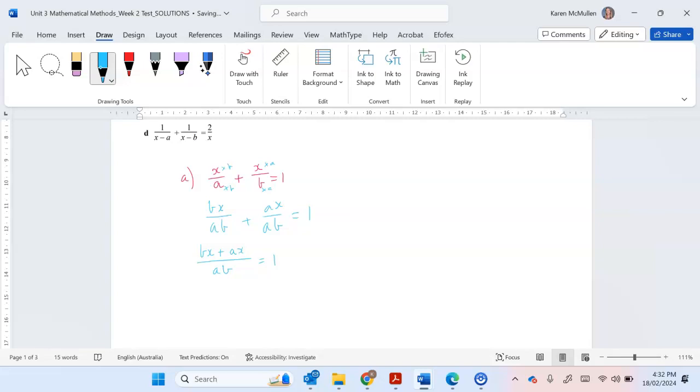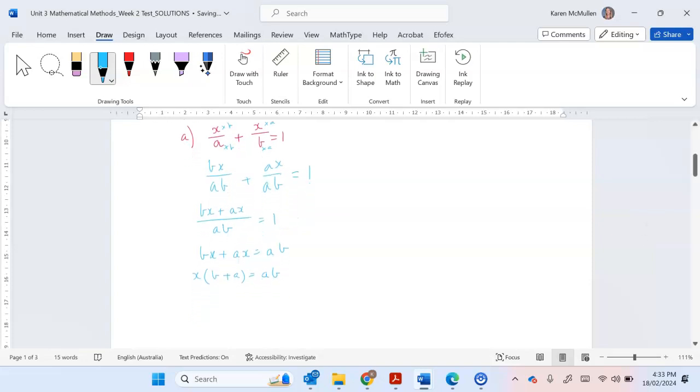So we want to get rid of that AB on the bottom, so we multiply both sides by AB. So 1 times AB gives us AB. And at this stage, we've got these A's, these B's, these X's. Remember, we're solving for X, so we just take X out as a common factor on the left-hand side and that leaves us with B plus A. So if you ever get multiple terms with X or whatever your variable is, just take it out as a common factor, or factorize it if it was a quadratic. It's just going to make it so much easier for you to solve.